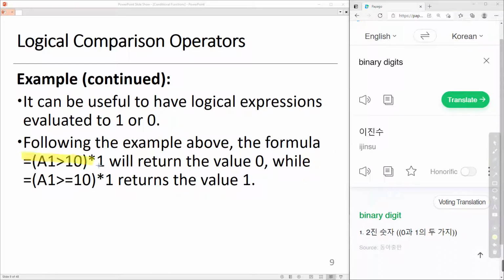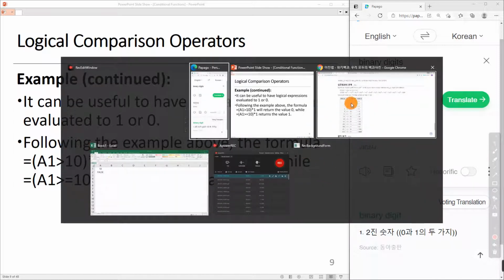So we will modify the formula as shown here, and also here. We will write our logical expression in parentheses. So I will use parentheses, then I will multiply it by 1. Let's try to do this together. We will multiply the expression by 1.